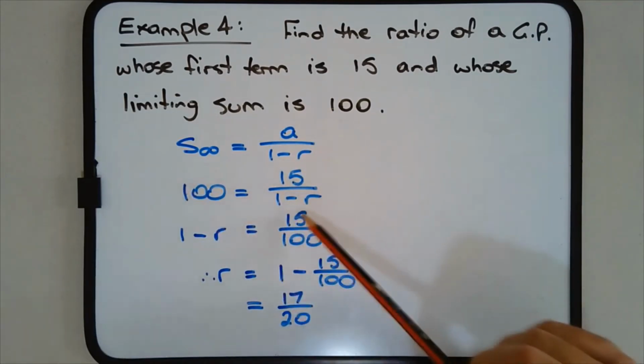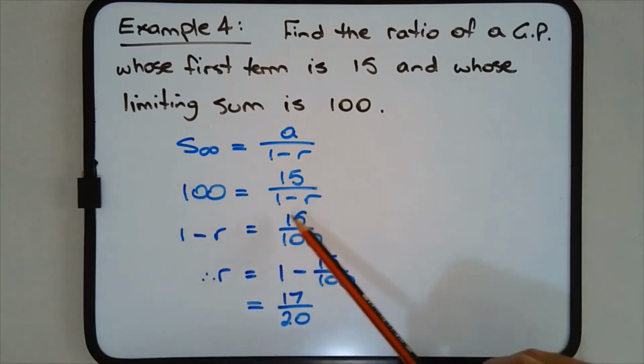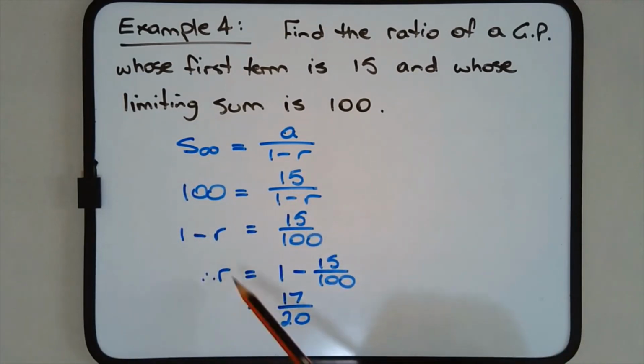Swapping the 100 and the 1 minus r around, we have 1 minus r is equal to 15 over 100, and then making r the subject of the formula, we have r is equal to 1 minus 15 over 100, or 17 over 20.